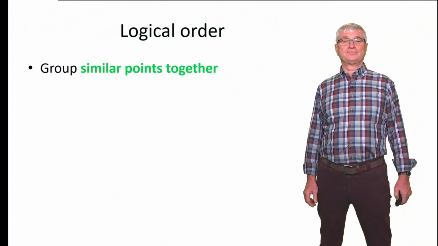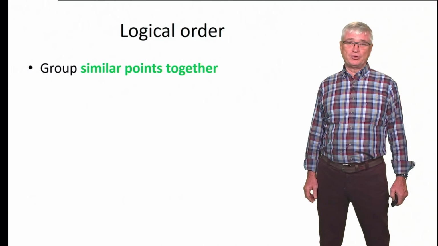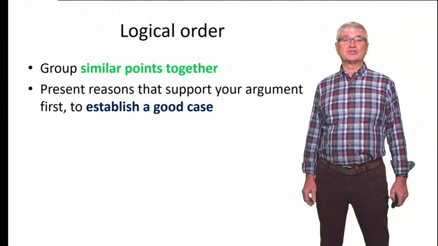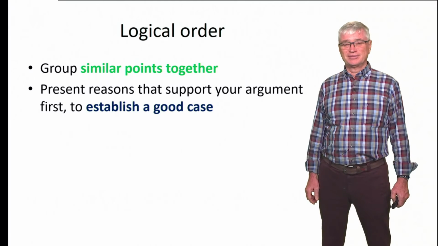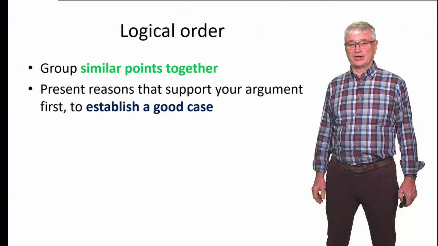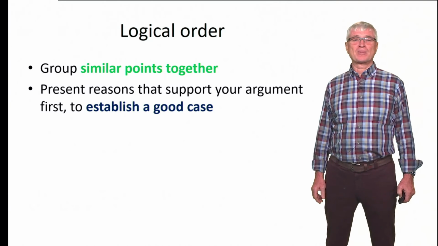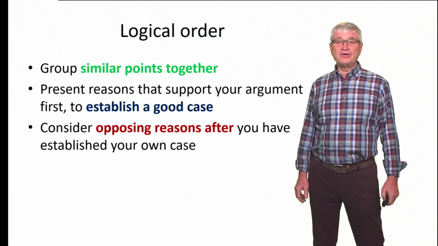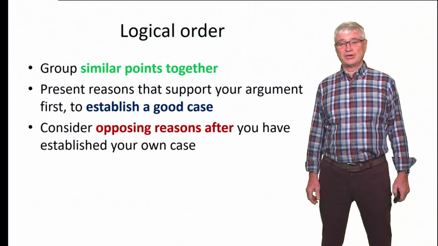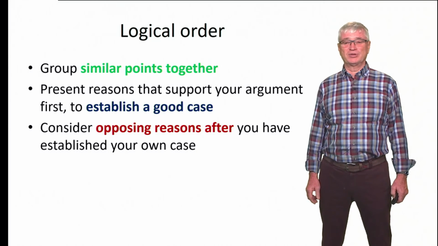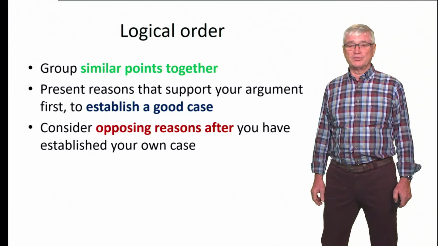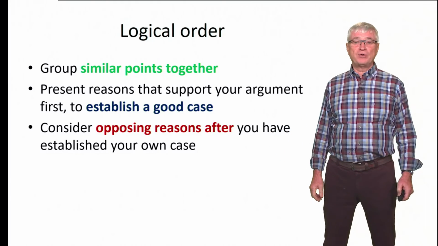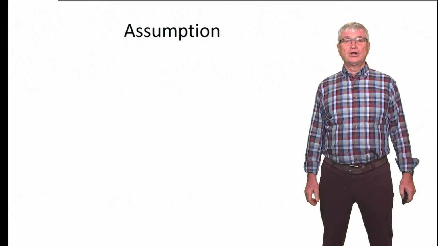The logical order: you group similar points together. You present reasons that support your arguments first to establish a good case. This is a kind of lawyer trick. I present the case. You have to consider opposing reasons after you have established your own case. Don't start with opposing arguments. You start with your overall arguments, the main arguments, you present the case, and then you come up with your opposing reasons.